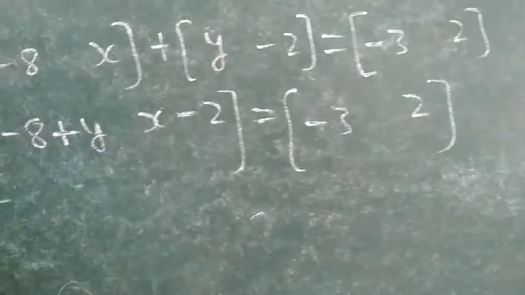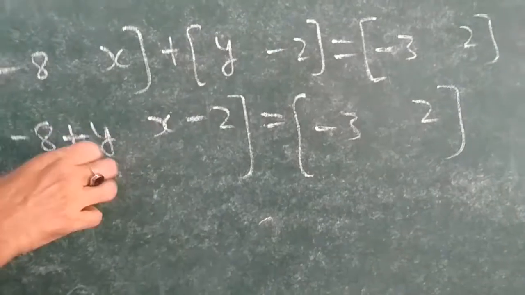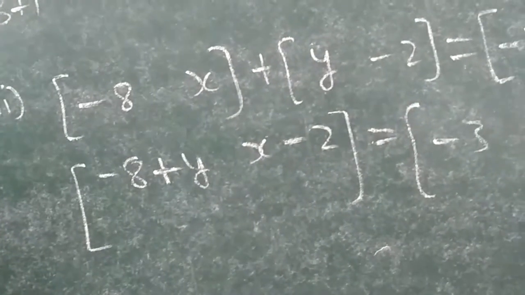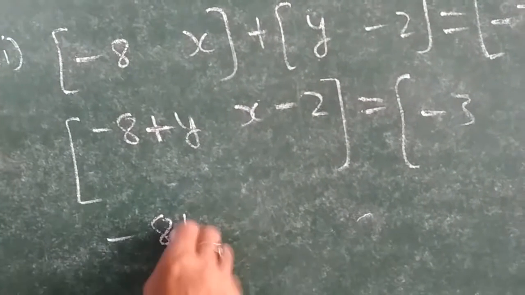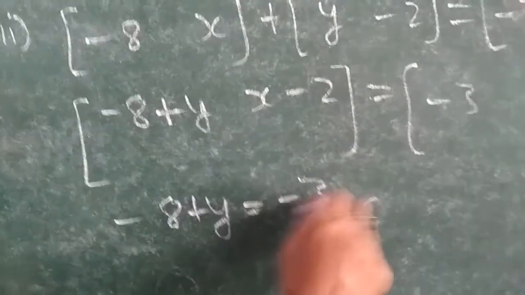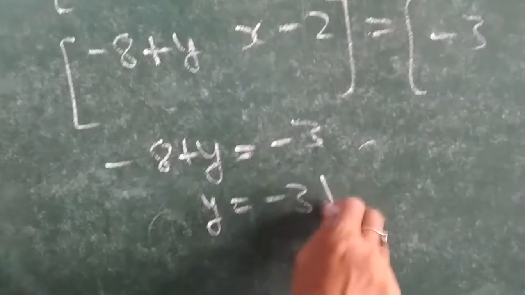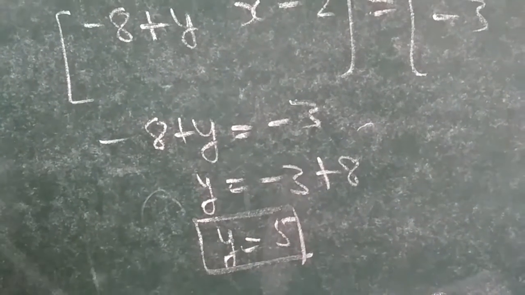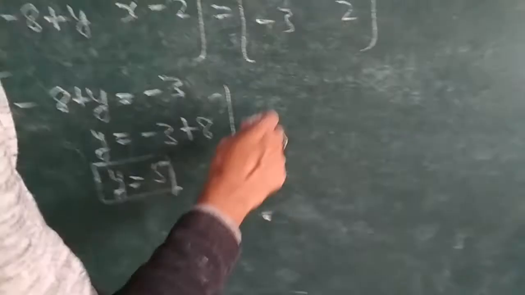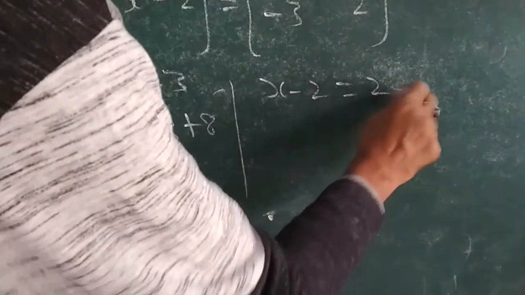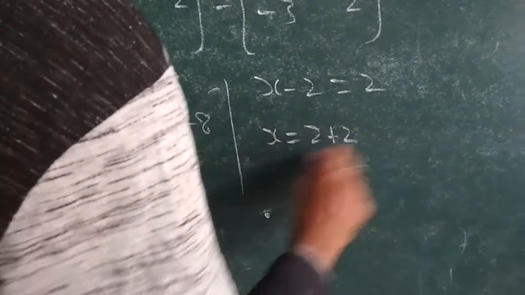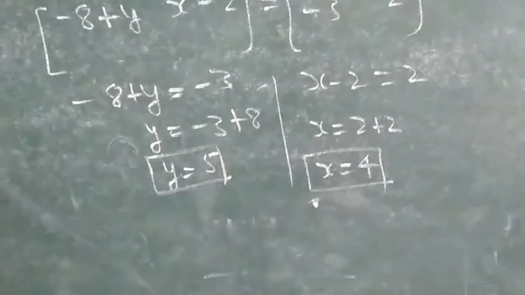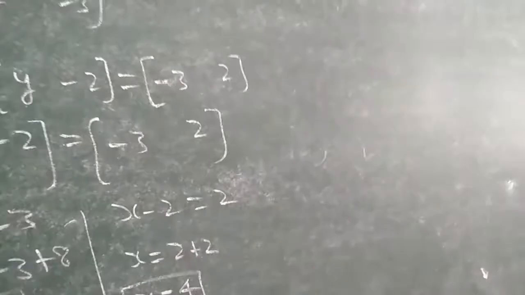Now put them equal. Corresponding elements you have to put equal, because the matrices are equal and their corresponding elements are also equal. It's a property. So -8 plus y equal to -3. Therefore y equal to -3 plus 8, y equal to 8 minus 3, 5. This is your first answer. Now simply you have to find x: x minus 2 equal to 2, x equal to 2 plus 2, x equal to 4. So this is your second. So you get the value of x and y both. This is about your 7th question.